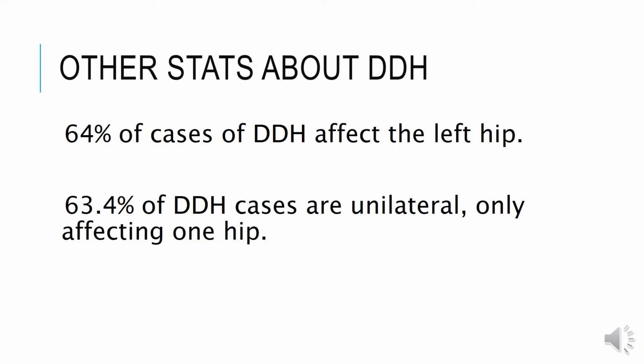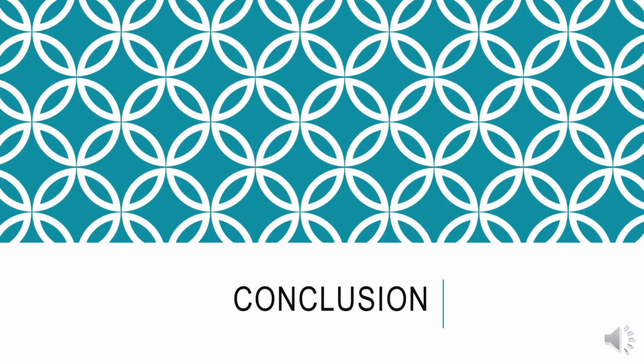So some other statistics about DDH. 64% of cases affect the left hip, and 63.4% of cases are unilateral, meaning they only affect one side. Let's sum up.